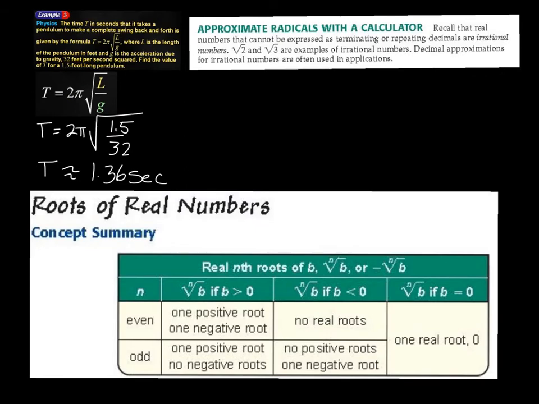So if we have an even index and our radicand is positive, we'll get one positive and one negative root, but if it's negative, we don't get any. If it's odd, then we get one positive root, no negatives for a positive radicand, and no positive, one negative if our radicand is negative. Of course, if b is 0, there will be one real root, and it is 0.